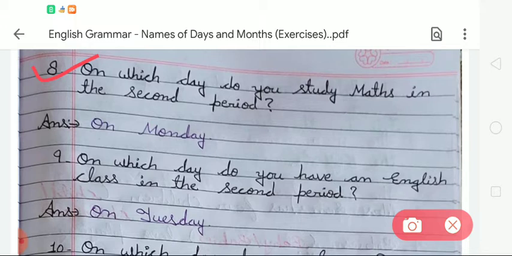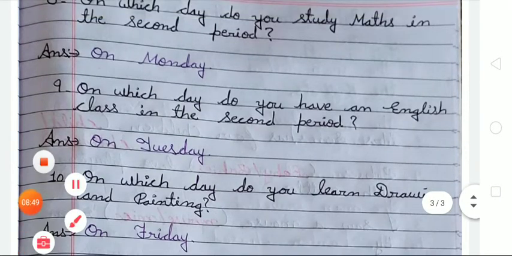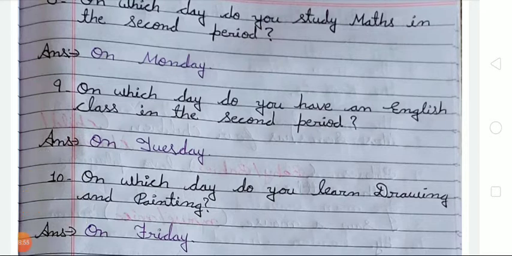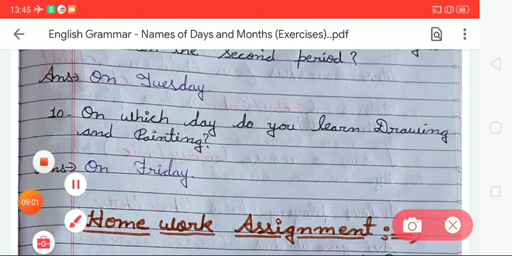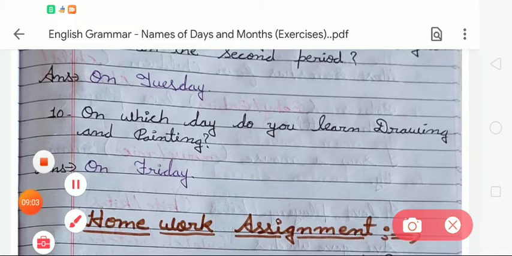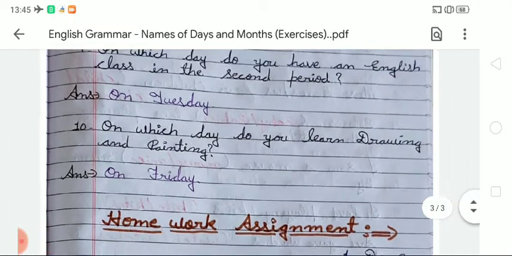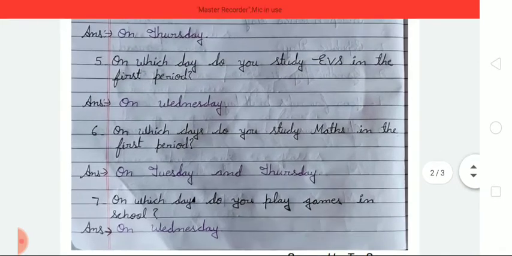Okay, on Monday. Now the next is question number 9: on which day do you have an English class in the second period? So the answer will be on Tuesday. Okay, on Tuesday we have an English class in the second period. Now the last question is: on which day do you learn drawing and painting? So the answer will be on Friday. So like this we have to complete this question and answer according to the timetable that is given in the grammar book.